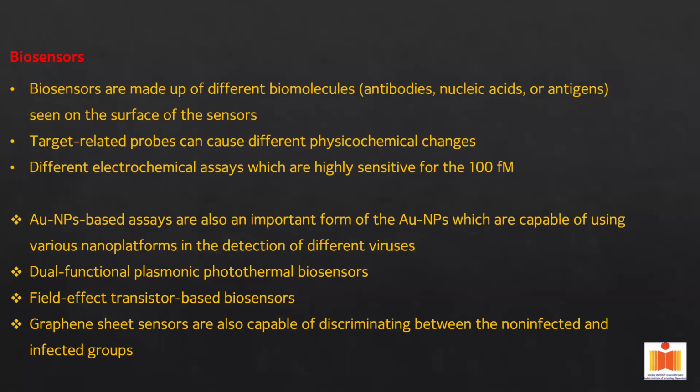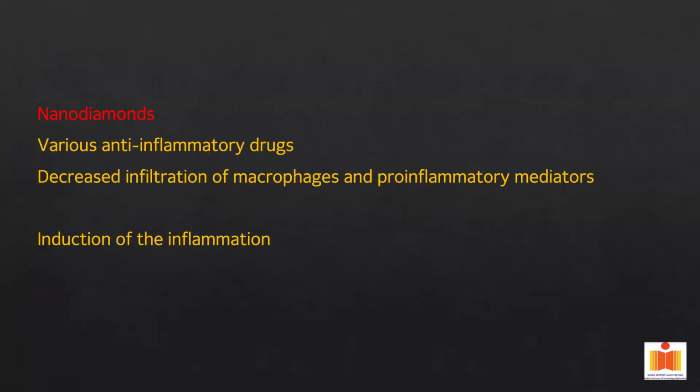So these sensors act to identify different viruses, different bacteria or different disease-causing entities by using different mechanisms, like dual function photothermal biosensors or transistor-based biosensors or graphene sheet sensors. So these are very complicated names, but coming down the line, maybe in 2 decades or so, this is going to be practically possible. Next, please.